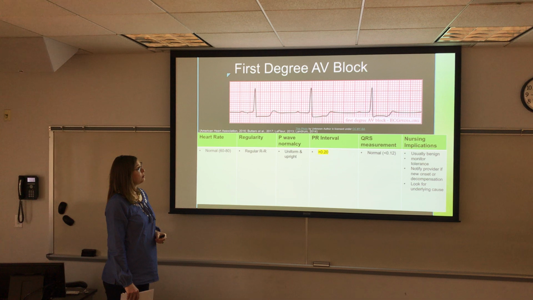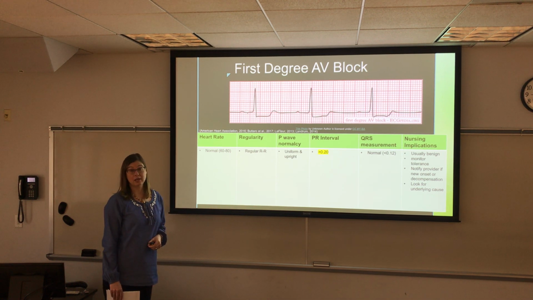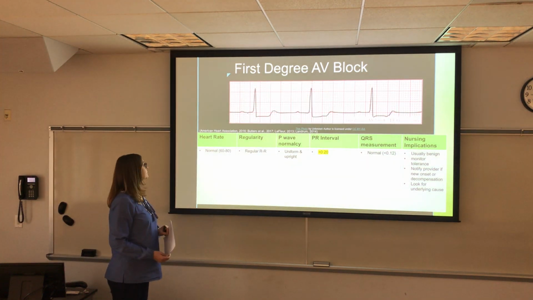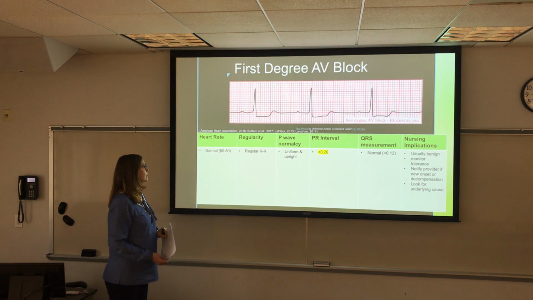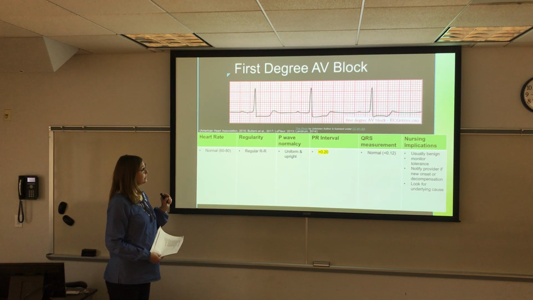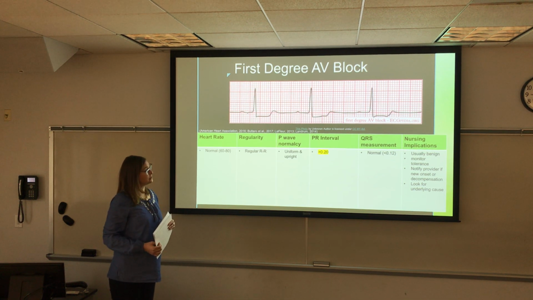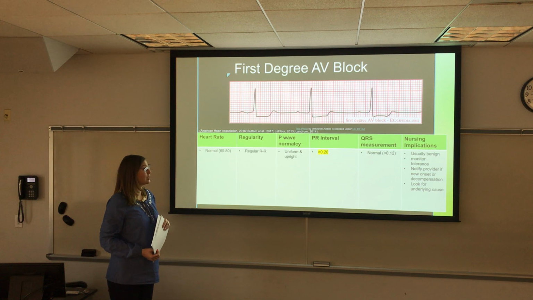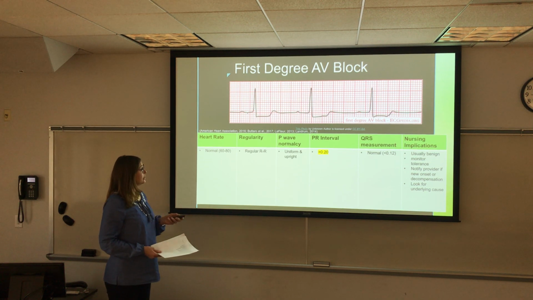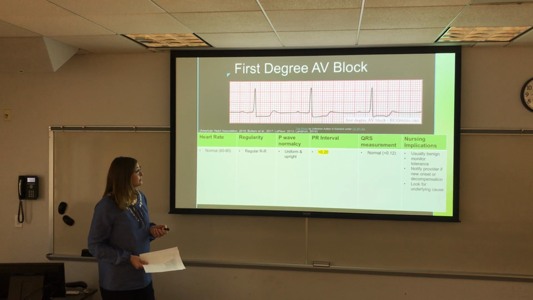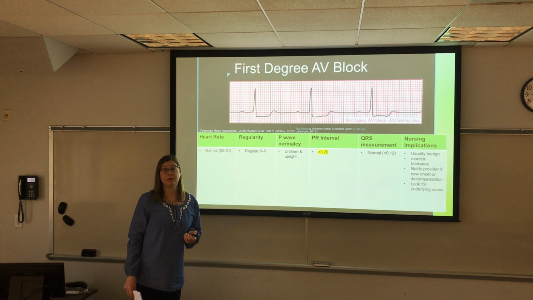So the first heart block we're going to discuss is first degree AV block, and normally in this rhythm, you're going to have a normal heart rate, usually between 60 and 80. It should be regular. So the distance between the R waves would be the same. All the P waves would be normal and upright, and the distinguishing characteristic of this heart block is that the PR interval is 0.20. The QRS measurement is normal, and this is usually a benign rhythm.